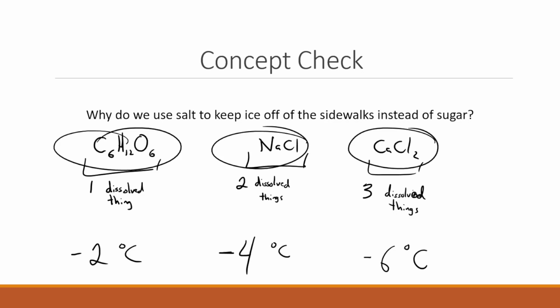Which one of these is going to have the biggest effect on melting point? Which one of these is going to have the biggest effect on boiling point? It's going to be the best electrolyte, the thing that makes the most dissolved ions, the substance that makes the most dissolved ions.